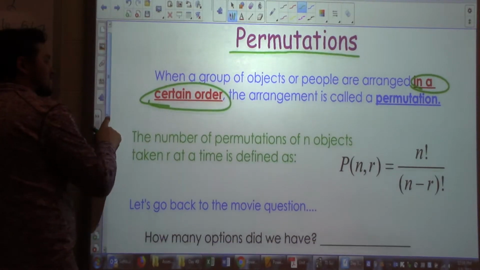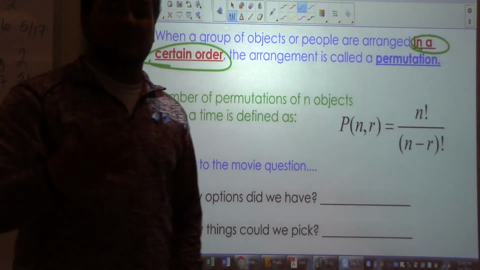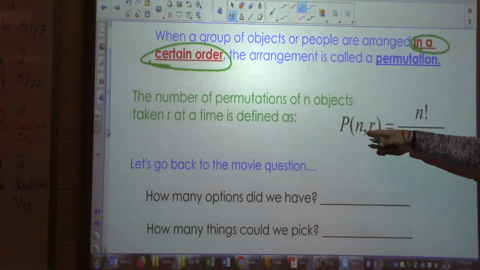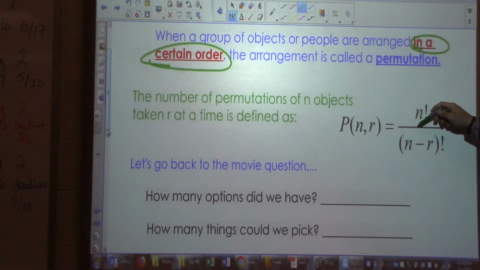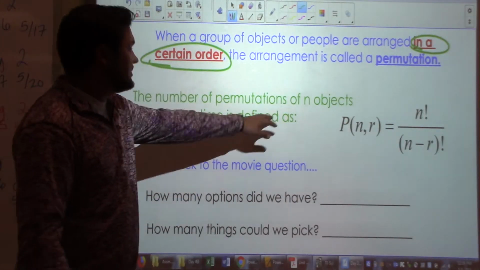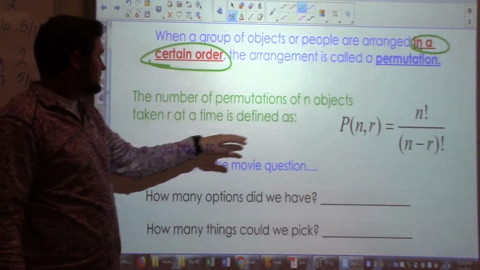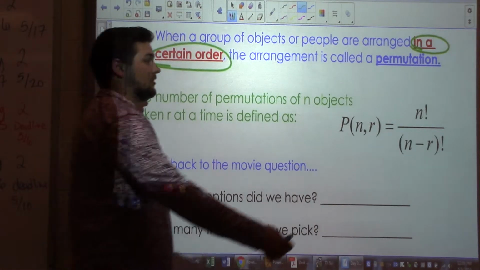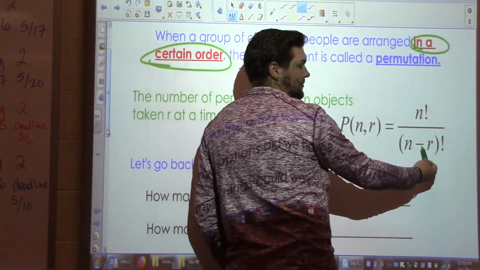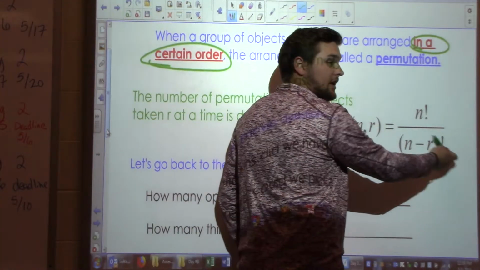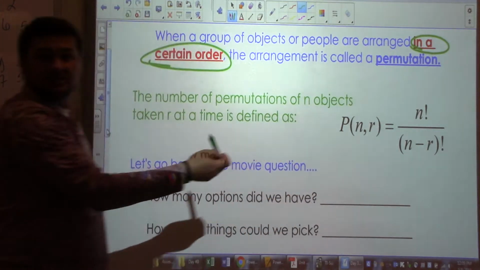So the way we find out how many arrangements we have, what kind of orders, we have a formula. P of n comma r equals n factorial over n minus r factorial. That doesn't make much sense to us right now. What that is, there's n objects. So like we said, there's 11 movies, and they're taken r at a time. So like they were taking 8 movies at a time. So what we would have done would have been 11 factorial over 11 minus 8 factorial. So what that does is it divides out the numbers we're not using. Does that make sense?